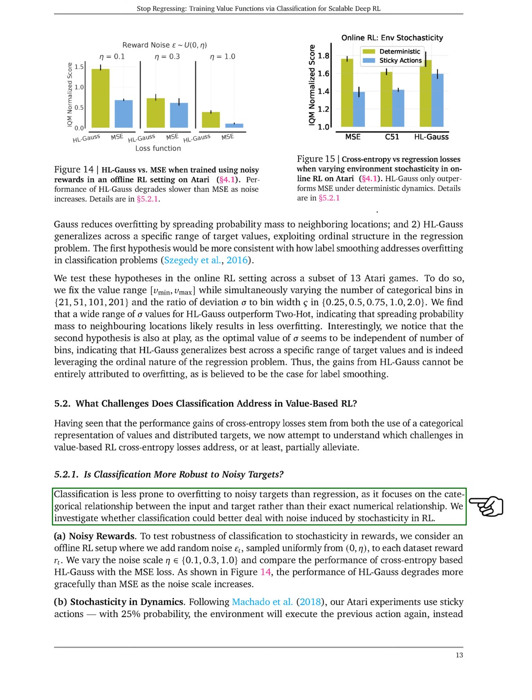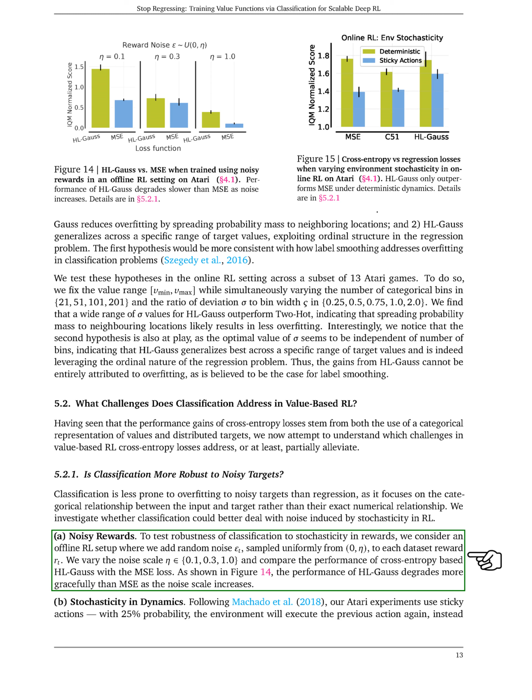Classification tends to be less susceptible to overfitting when faced with noisy targets because it focuses on the categorical relationship between inputs and targets rather than their precise numerical relationship. We examine if classification can better handle noise introduced by the inherent stochasticity in RL. For instance, when dealing with noisy rewards, we test the robustness of classification to stochasticity in rewards by adding random noise to each dataset reward in an offline RL setup.